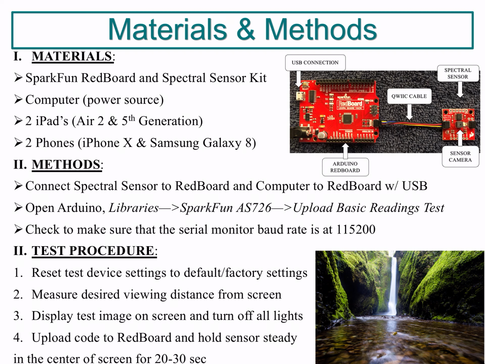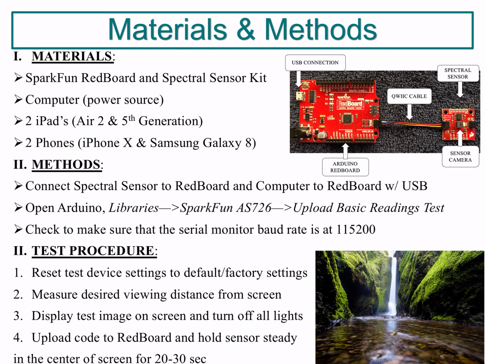Then on the Arduino application on your computer, under Libraries, SparkFun AS726, upload the basic readings test. This is an example code provided by SparkFun, and this is the exact code that I used when running my tests. And also, finally, check to make sure that the serial monitor baud rate is at 115200, otherwise your data will not show.